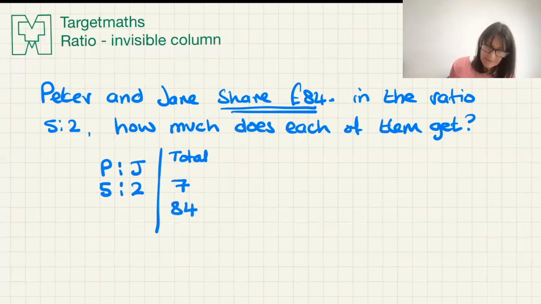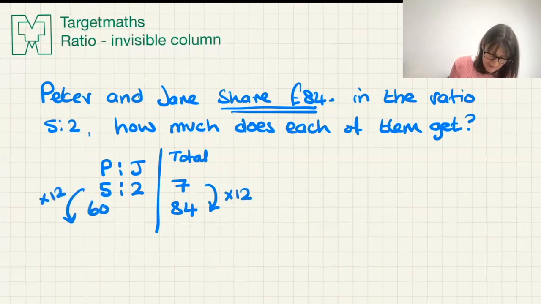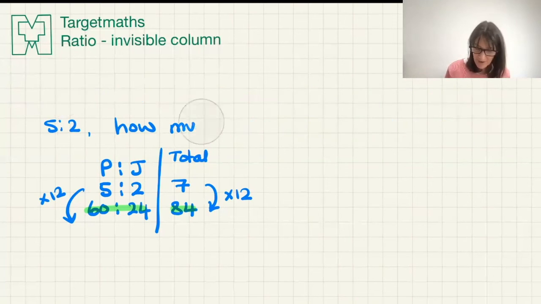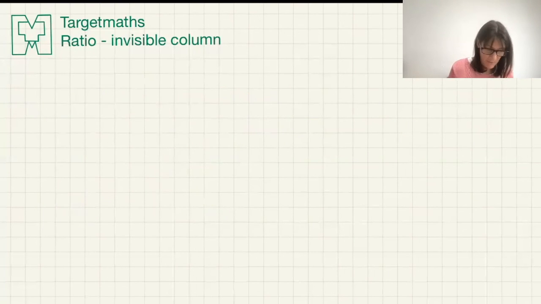And then I've got 84. How do I get from 7 to 84? I times by 12. 5 12s are 60 and 12 2s are 24. They have to add up to my total, which they do. So I can be fairly confident that I've done that right. So if that's gone well, happy days. All right, let's do a different one.